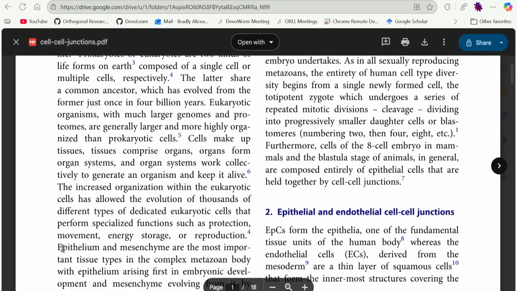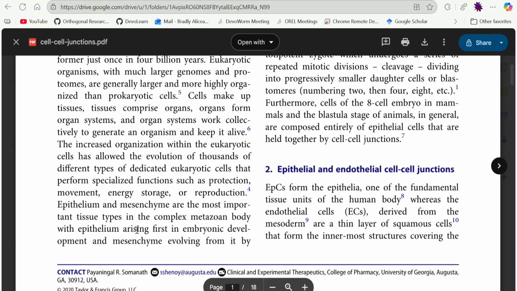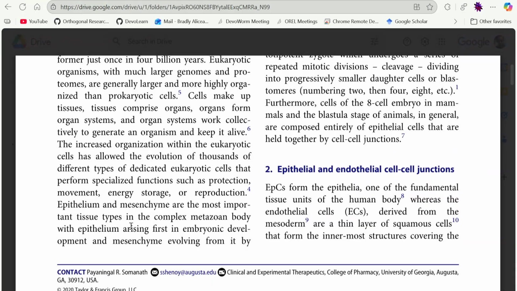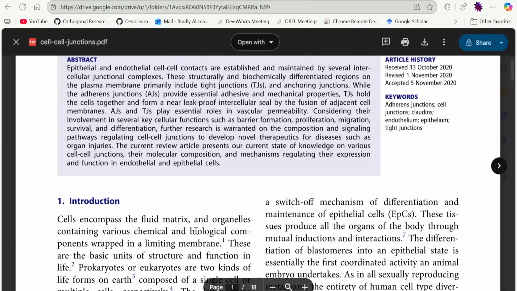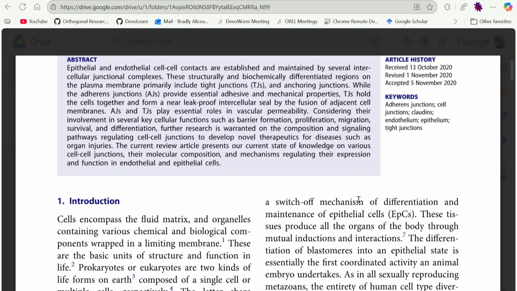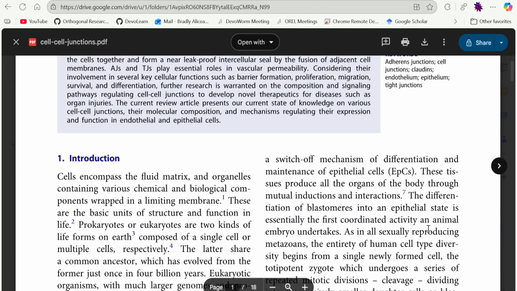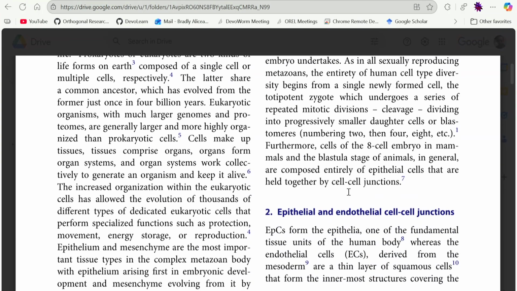And then they talk about how epithelia and mesenchyme are the most important tissue types in the metazoan body, with epithelium arising first in embryonic development and mesenchyme evolving from it. A switch-off mechanism of differentiation and maintenance of epithelial cells exists. The tissues produce all of the organs of the body through mutual inductions and interactions. The differentiation of blastomeres into an epithelial state is essentially the first coordinated activity an animal embryo undertakes. And so they go through a little bit about development.